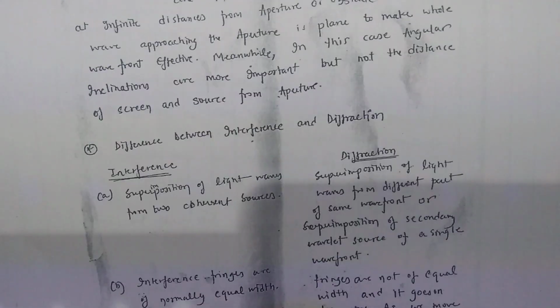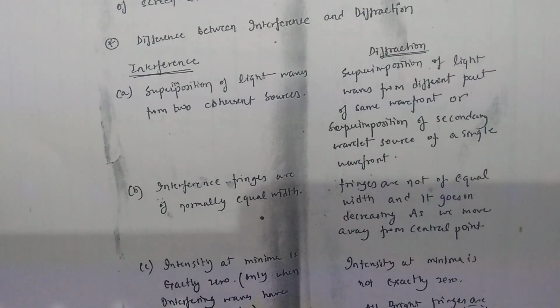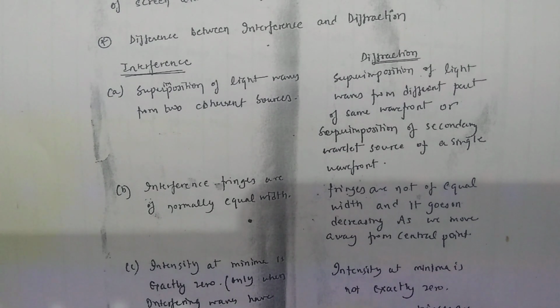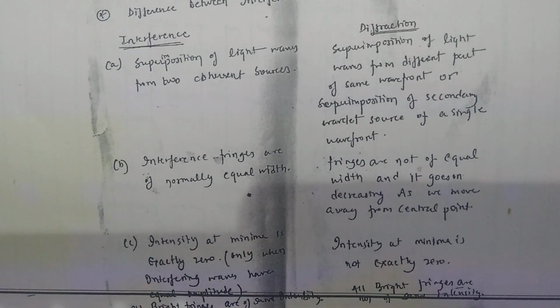Now in your notes you will see the differences written between interference and diffraction. Interference is the superimposition of light waves from two coherent sources, or we can say the superimposition of two or more than two wavefronts. But in diffraction, the superimposition of secondary wavelet sources happens. Now, this was assumed by Fresnel, and he developed a theory with some assumptions, the Fresnel assumptions, right?